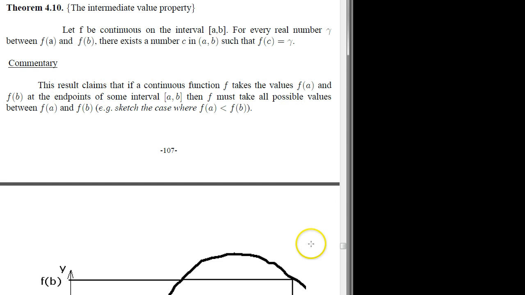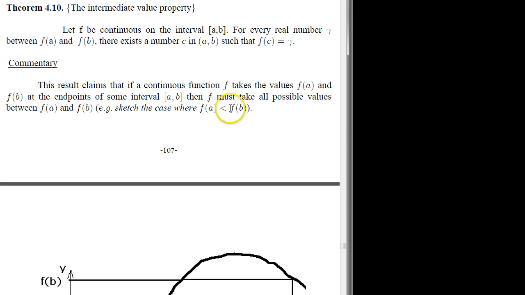Let's have a look at the picture. But first there's a commentary. This result claims that if f is a continuous function, f takes the value f(a) and f(b) at the endpoints of some interval [a, b], then f must take all possible values between f(a) and f(b).